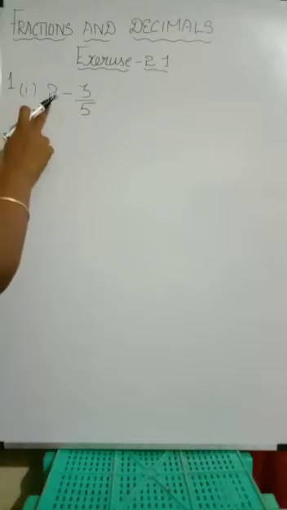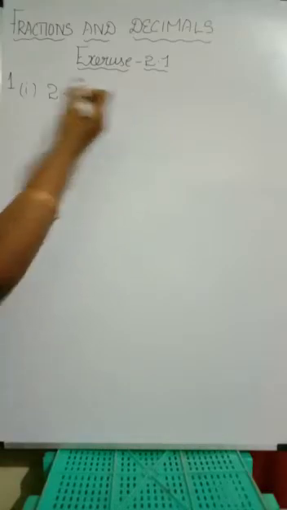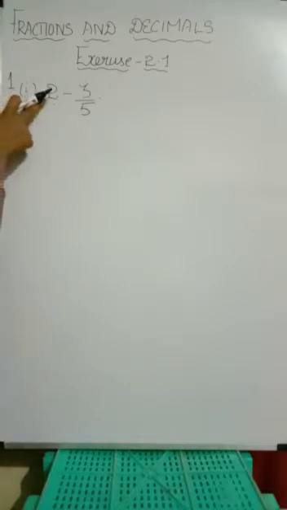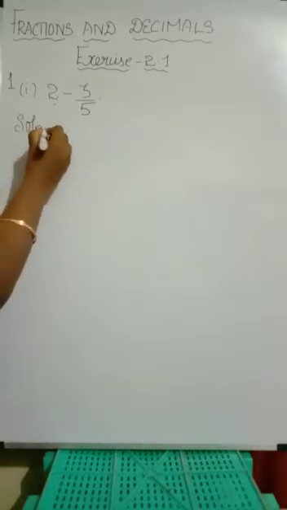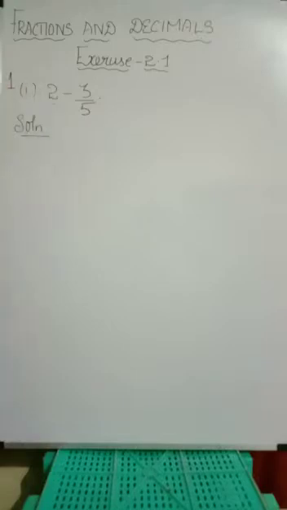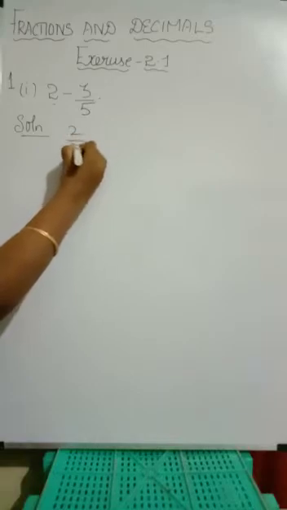The question is 2 minus 3 by 5. 2 is a whole number, 3 by 5 is a fraction. We have to convert the whole number into fraction. Clear? So solution. How can we convert the whole number into fraction? If we divide any number by 1, we will get the same number, right? The number won't change. So 2 can be written as 2 by 1.